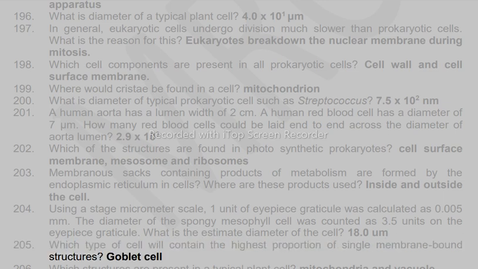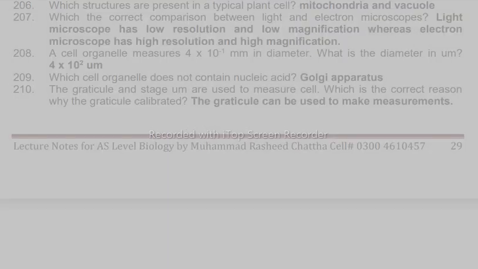205. Which type of cell will contain the highest proportion of single membrane-bound structures? Goblet cell. 206. Which structures are present in a typical plant cell? Mitochondria and vacuole. 207. Which is the correct comparison between light and electron microscopes? Light microscope has low resolution and low magnification, whereas electron microscope has high resolution and high magnification.